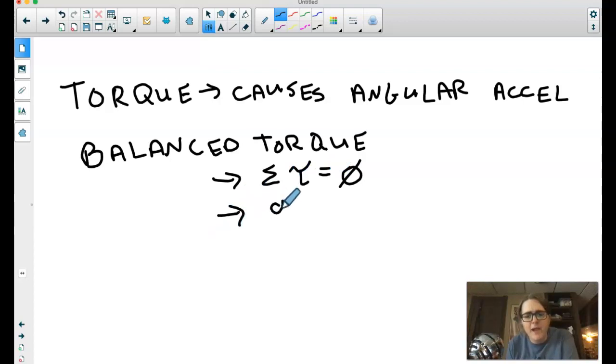And whenever we have a balanced torque, so a net torque of 0, angular acceleration is also going to equal 0. So it'll either keep rotating at a constant rate, or it's going to just stay stationary. And that's essentially a rotation version of Newton's first law.